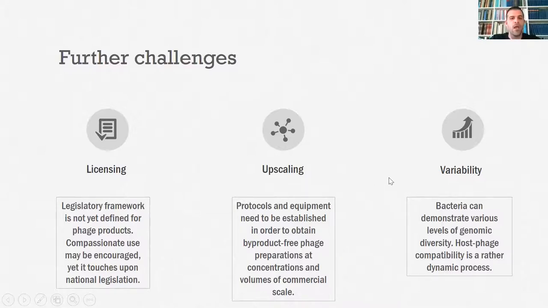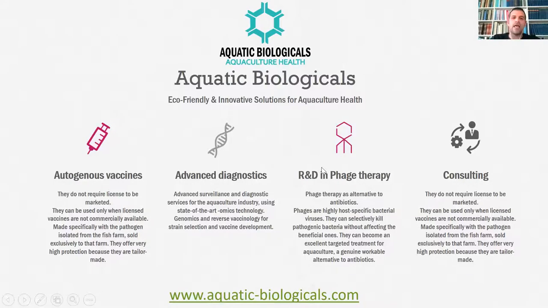And at this point, I would like to take a couple of minutes to introduce to you Aquatic Biologicals. Jessica mentioned that at the beginning of the talk. This is a startup company that has to do with aquaculture health. It's a company that I got involved with one year ago, more or less. The major task of this company is the development and research of autogenous vaccines, and this has to do a lot with the shortage of commercially available vaccines, particularly for mariculture.